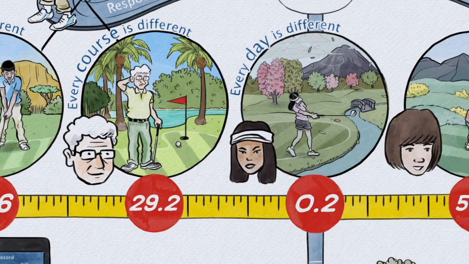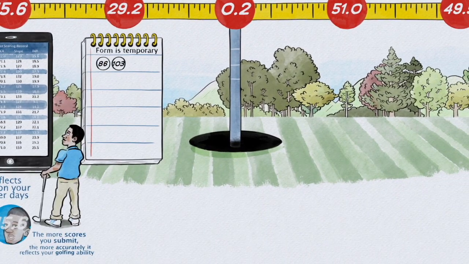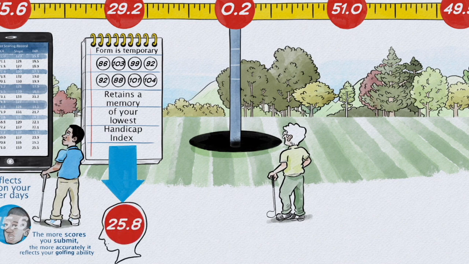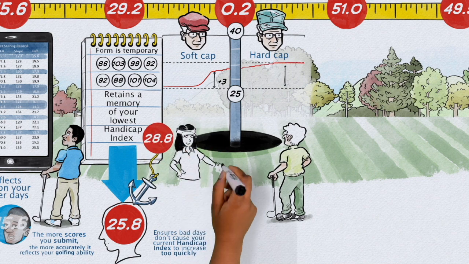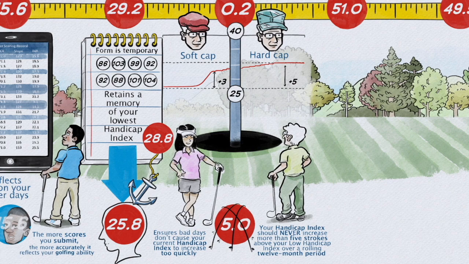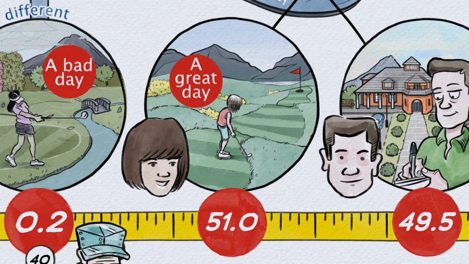While any player can have a bad day or a run of poor form, form is temporary. That's why the handicap calculation does more than just look at your most recent best scores. It retains a memory of your lowest handicap index during the past 12 months and provides mechanisms to ensure bad days don't cause your current handicap index to increase too quickly from that low index. Under normal circumstances, your handicap index should never increase more than 5 strokes above your low handicap index over a rolling 12-month period.